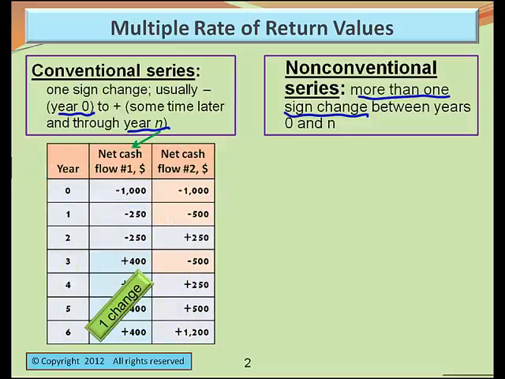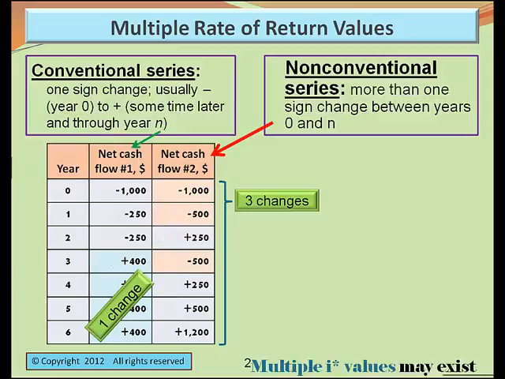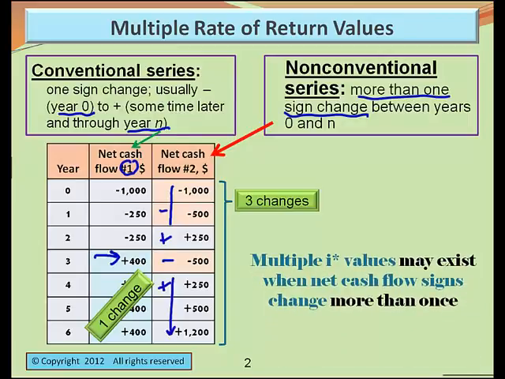Here are two example series. Look at series 1. As you can see, it has only one sign change in year 3. Now, take a look at series number 2. Note that the cash flows flip from minus in years 0 and 1 to positive in year 2, back to minus in year 3, and returning to positive in years 4 through 6. In all, there are a total of 3 sign changes. Multiple sign changes indicate the possibility of multiple I* values. These values may be positive or negative real numbers, including 0, and they may include imaginary or complex numbers.